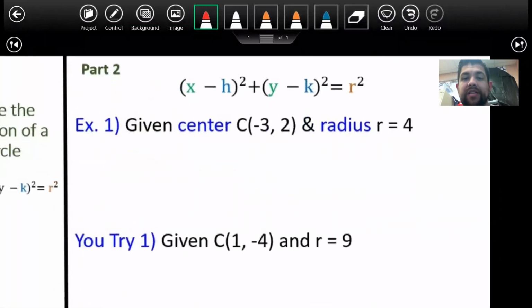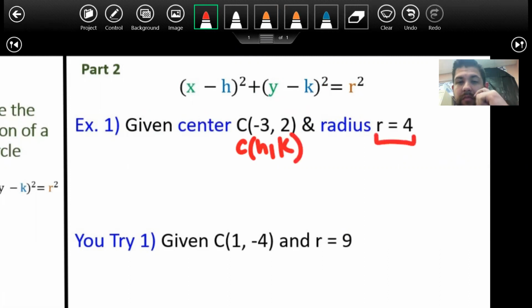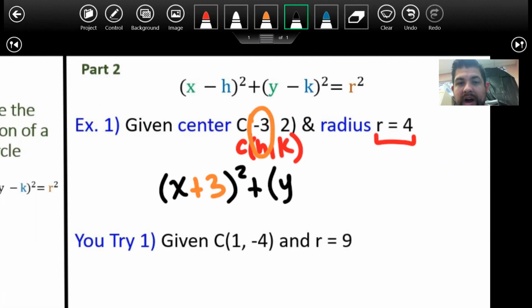We want to be able to write the equation given a center and given a radius. We correspond the center as our h, k and the radius as our r. All we're really going to do is plug it in. What we get here is x minus the h, and the minus sign will give us plus 3, squared, plus y. Our k value is plus 2, so we're going to say minus 2, squared is equal to r squared.